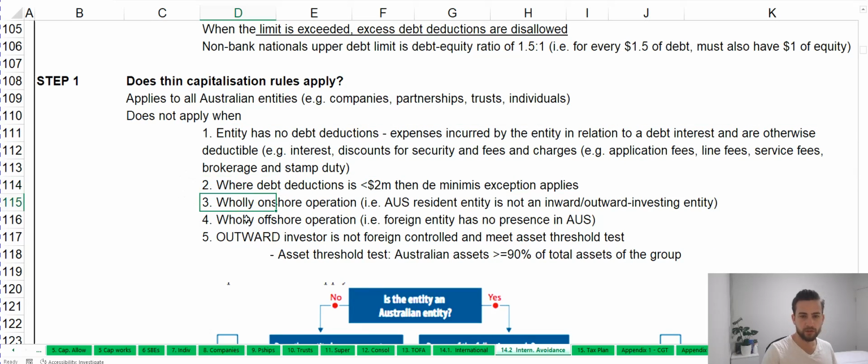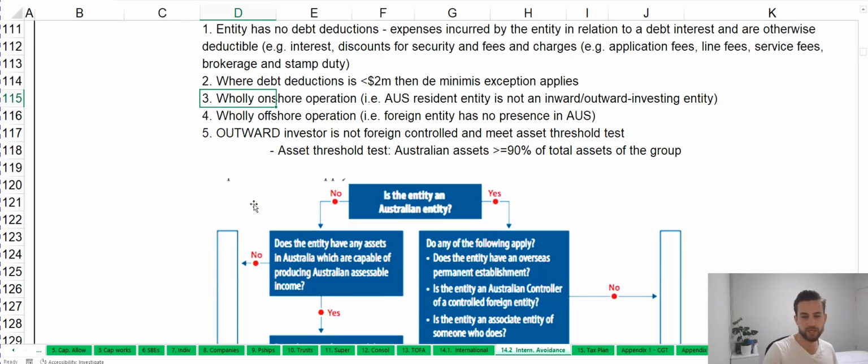Number 3, wholly onshore operation, e.g. the Oz resident entity is not an inward/outward investing entity. Okay, so again, it doesn't matter about thin cap if it's only an Australian entity, they're not repatriating funds overseas, they're not owned by a foreign company. If all of their operations are internal, there's no transfer of money outside the country, then thin cap, again, doesn't apply, and it's not relevant because the purpose is to avoid profit shifting to a low tax jurisdiction.